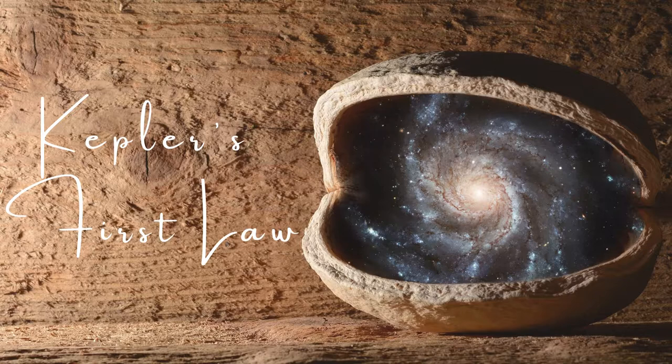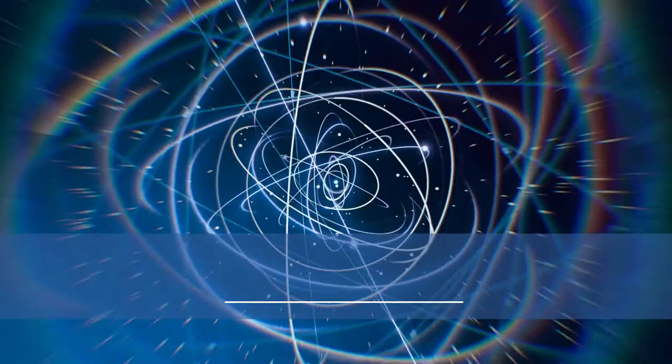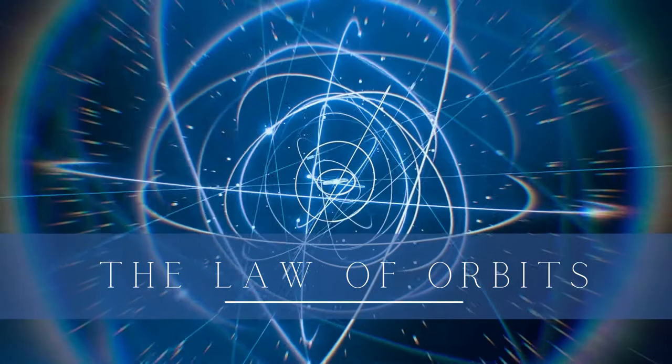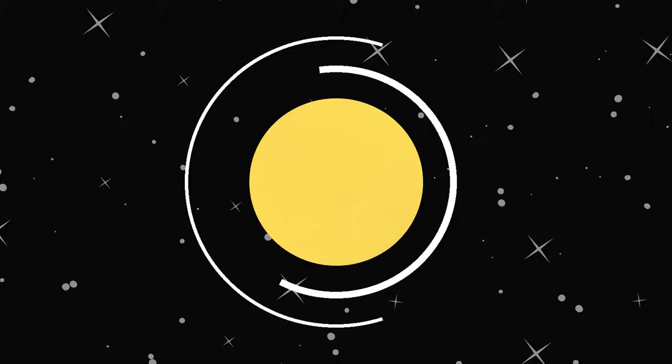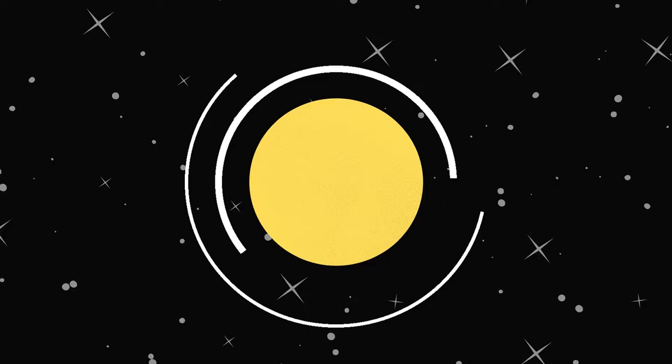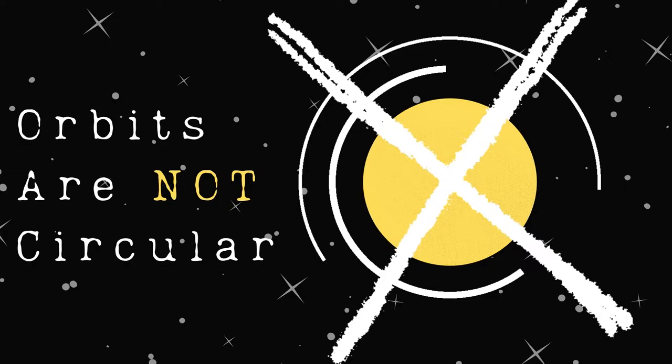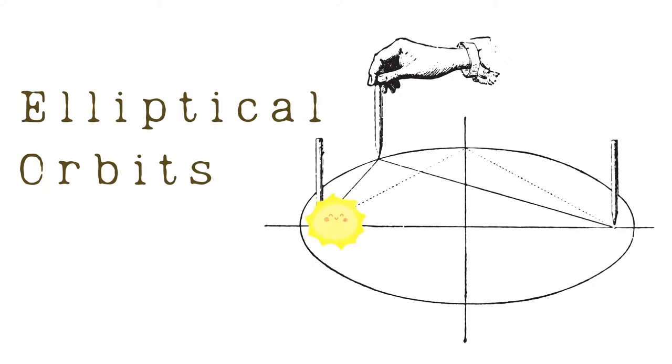This is where Kepler's first law, the law of orbits or law of ellipses, comes into play. By studying the motion of the planet Mars, Kepler came to a revolutionary conclusion, contradicting the previously held notion that planets had circular orbits. Instead, Kepler affirmed that all planets have an elliptical orbit, with the Sun at one of its two foci. And that is Kepler's first law.